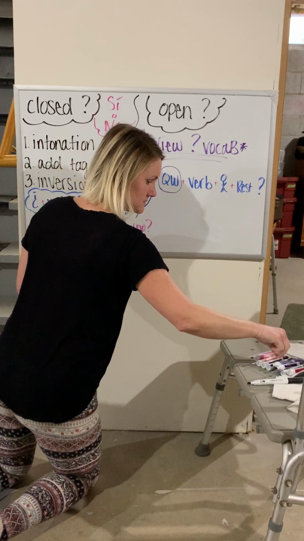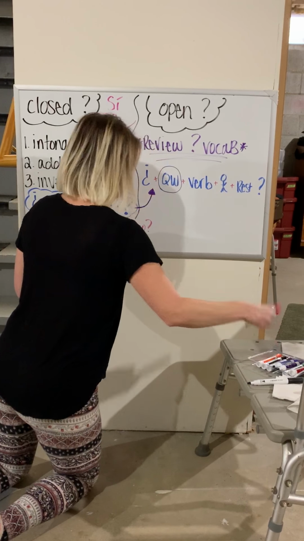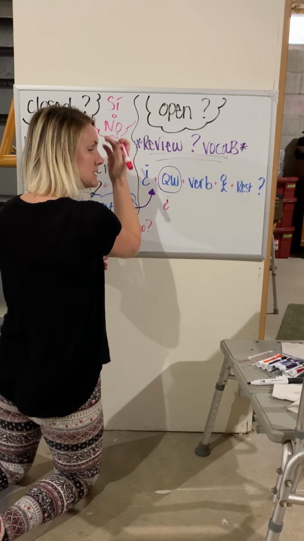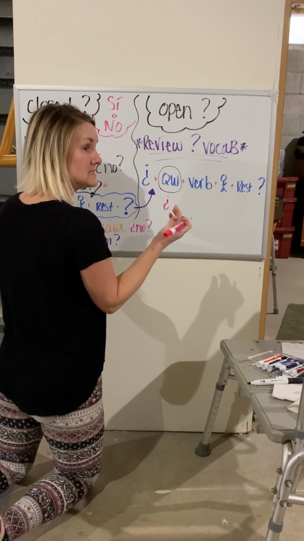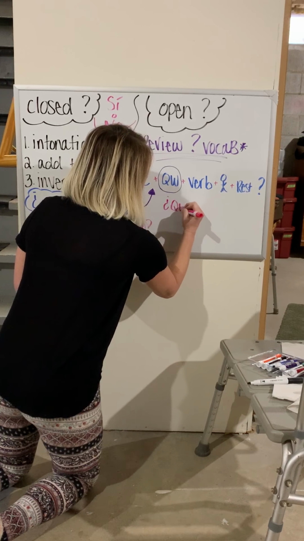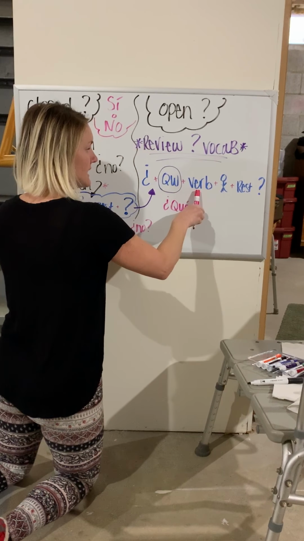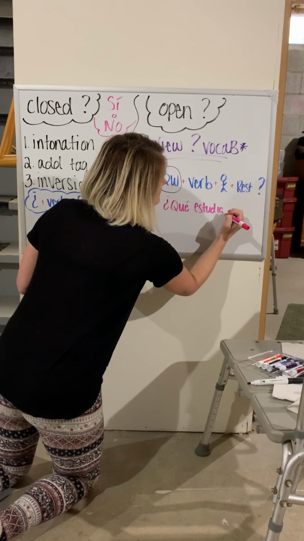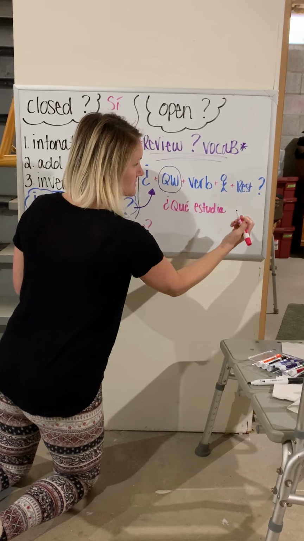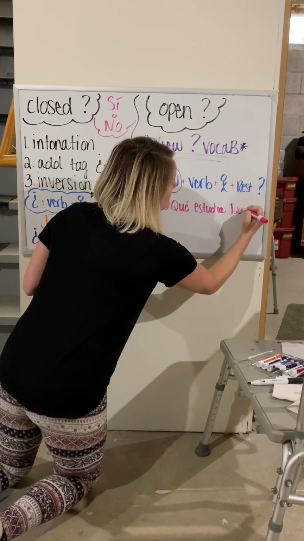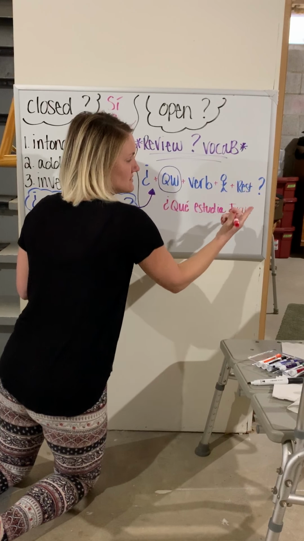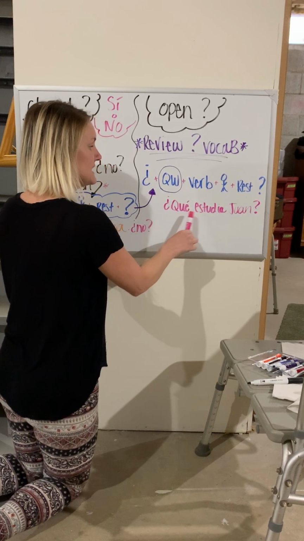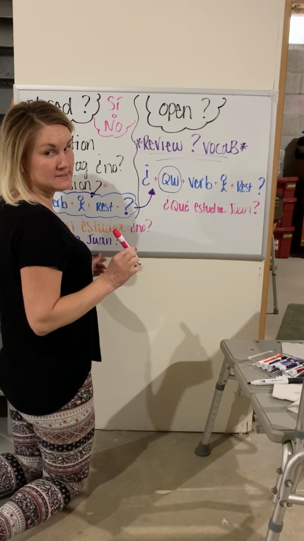So I have my upside down question mark. Next, my question word. So I'm going to ask, what is Juan studying? So the question word that I'm going to use is qué. Next comes my verb, estudia. Next comes my subject, which is Juan. I don't have anything else in my question, so then I end it with my upside down question mark. ¿Qué estudia Juan? What does Juan study?